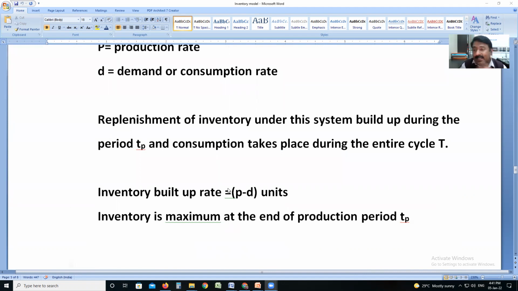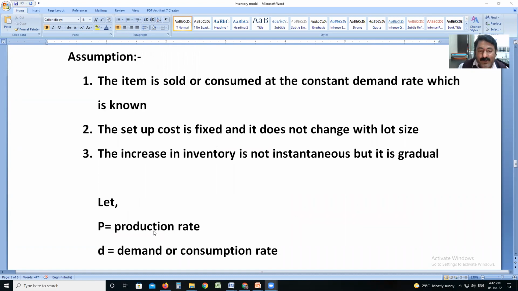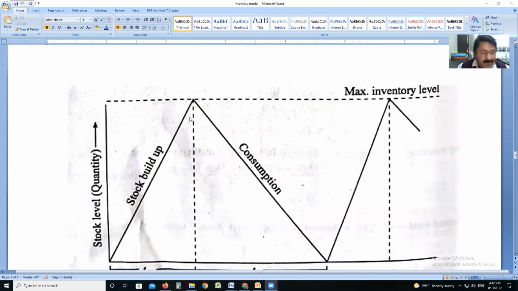Then what is the inventory built up rate? If 100 are produced and 50 consumed, what is the built up rate? Only 50, because the built up rate is what will be available for next. Again, in the next hour 100 are produced and 50 consumed. So your built up rate is 100 minus 50, which is 50 units. It is nothing but P, the production rate, minus D, the demand or consumption rate. So production minus demand is your inventory built up rate. The inventory is maximum at the end of the production period TP, as we have also discussed. The inventory is maximum at this one particular point.